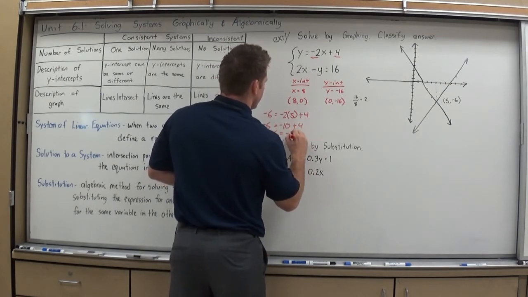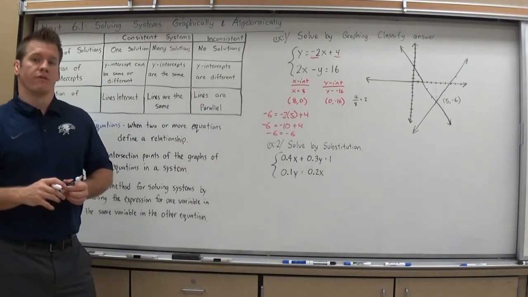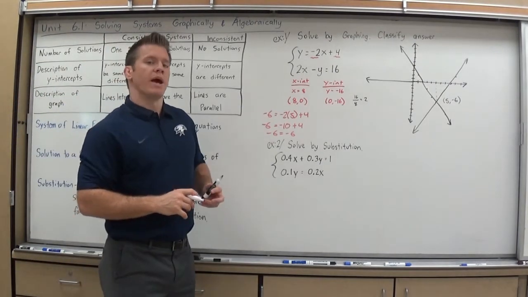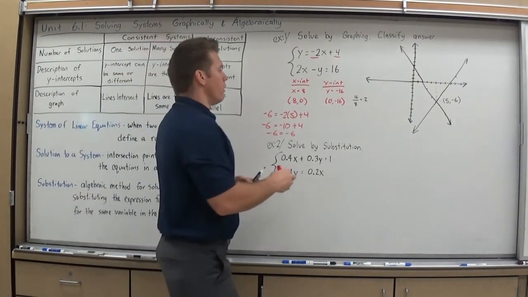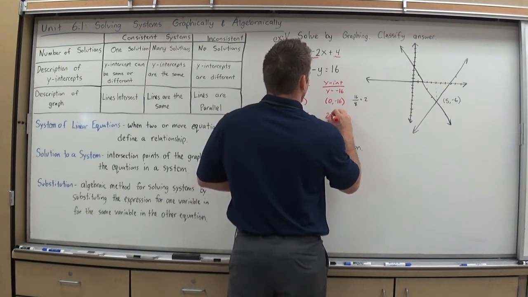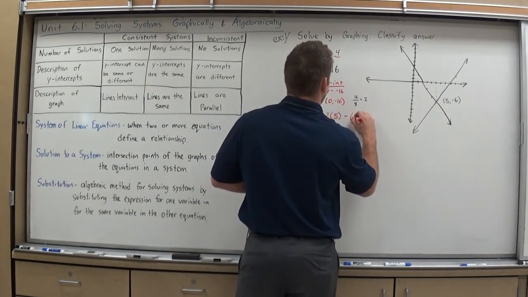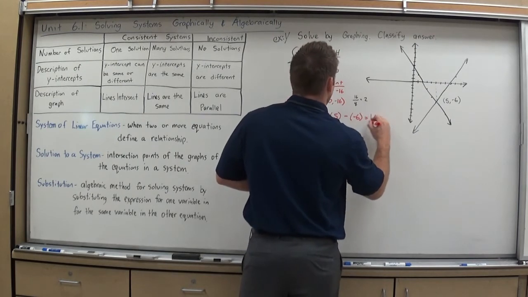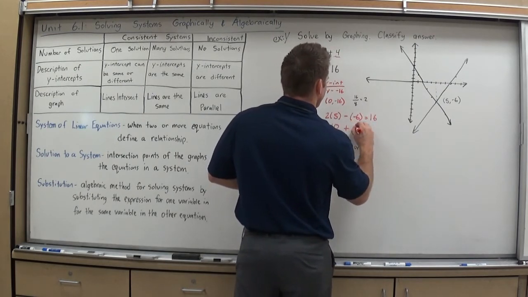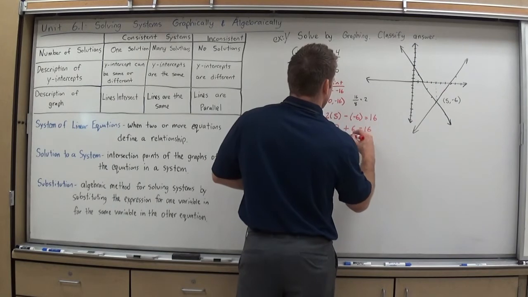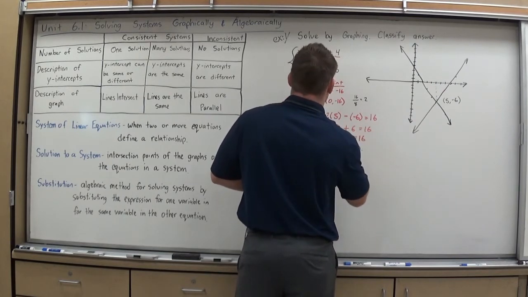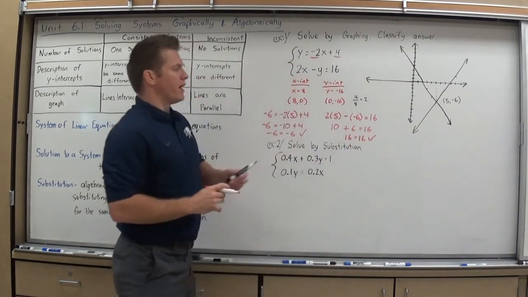And negative 6 equals negative 6, so it did indeed work for the first equation, but in a system it has to work for both, or all. So let's try the other one. 2 times 5 minus a negative 6 should equal 16. Zip zap, 10 plus 6 is 16, and 16 equals 16. It checks for both, so that is indeed the solution.